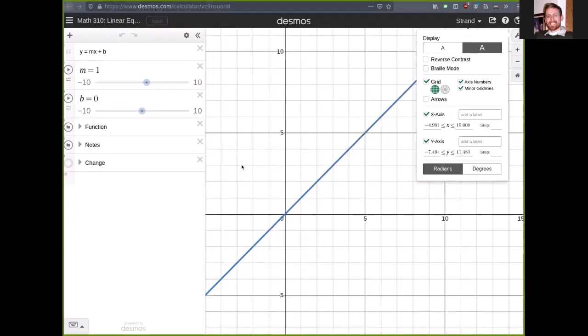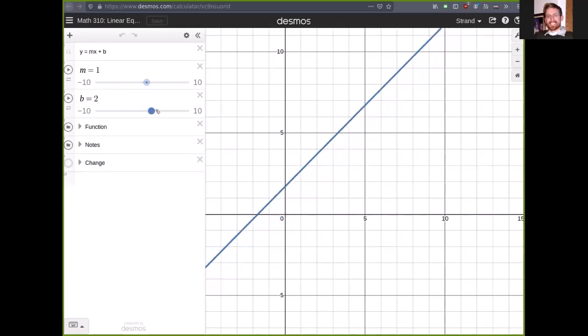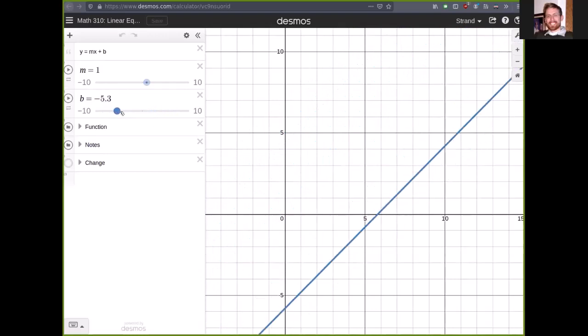So here I have input y equals mx plus b, and it has graphed this blue line. And you can see I've got these nice sliders here for what values m and b have. So we think of, again, x is the input, y is the output, and m and b stand for specific numbers that we might have in a situation. And so what do these values do? Well, you can see that the b value, as we increase it, the line slides up, and as we decrease it, the line slides down.